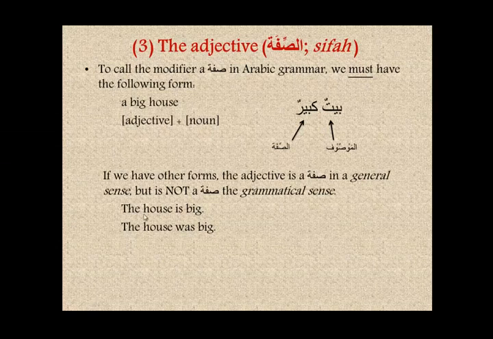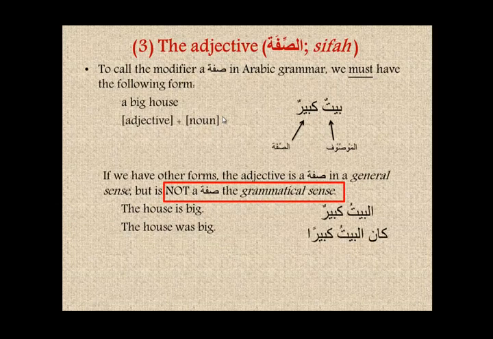Okay, consider these two forms. We have "the house is big" and "the house was big." There's actually a difference between these two sentences and this phrase up here. We call "big" al-sifa in this case, but not in these two cases. And that's true because the Arabic equivalents of these two sentences are here. We have al-baytu kabirun, the house is big, or kana al-baytu kabirun, the house was big.